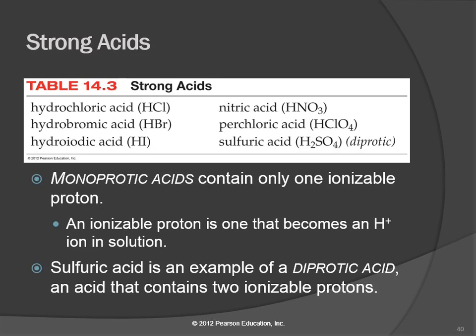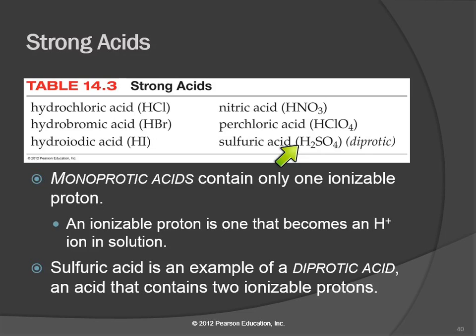There are 6 strong acids. Hydrochloric acid, hydrobromic acid, hydroiodic acid. See, fluorine is the little sister of that group, and so hydrofluoric acid isn't strong, but the other 3 are. And then we have nitric acid, perchloric acid, and sulfuric acid.